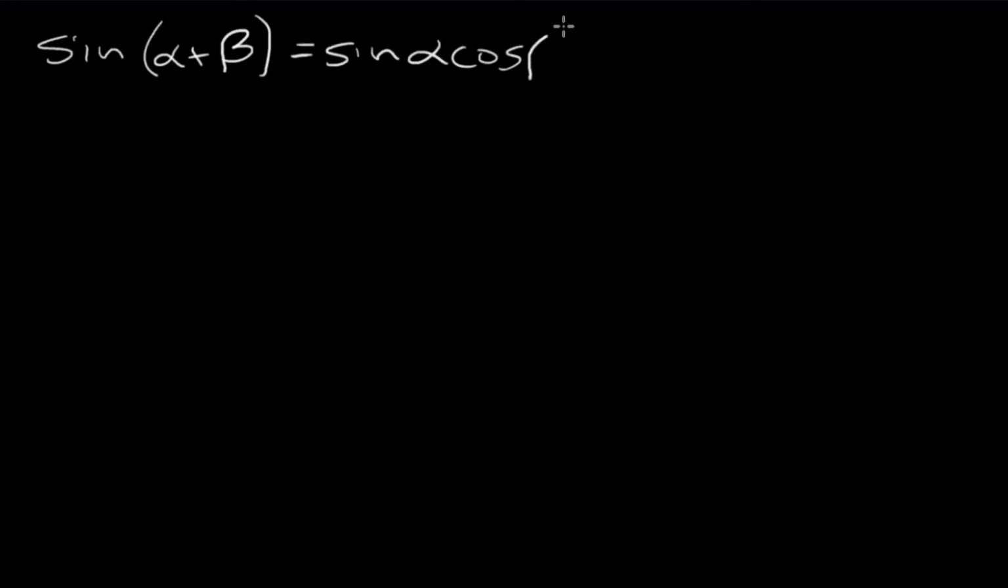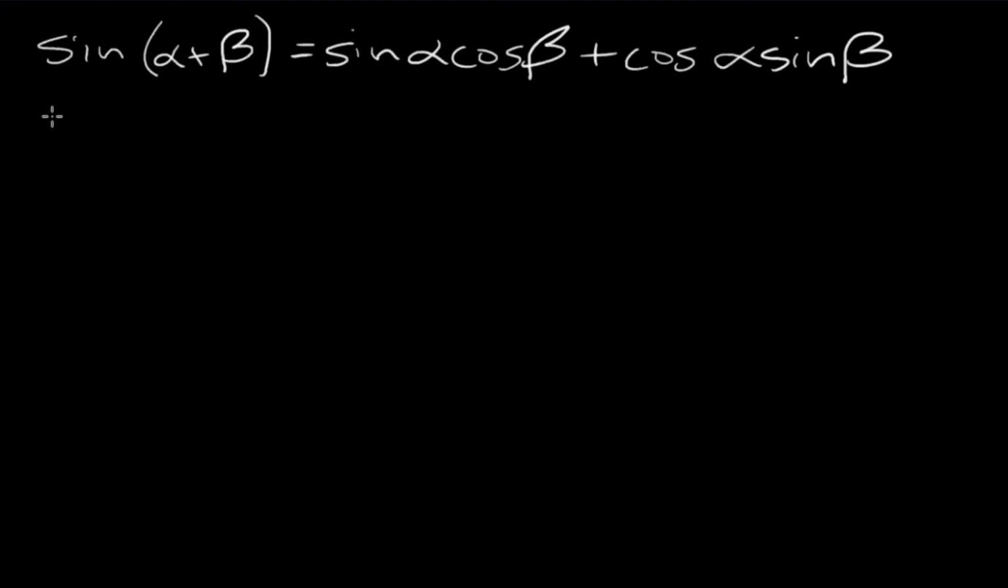I know that sine of alpha plus beta is equal to sine of alpha cosine of beta plus cosine of alpha sine of beta. Depending on which book you use, they may reverse these around at the end, but that's the common way to see it written.